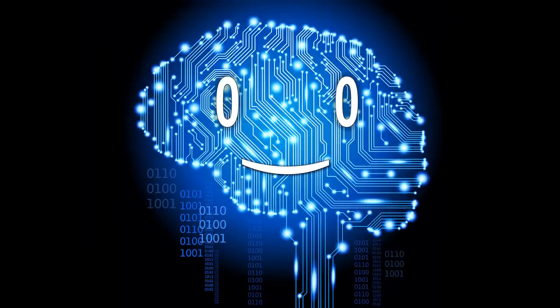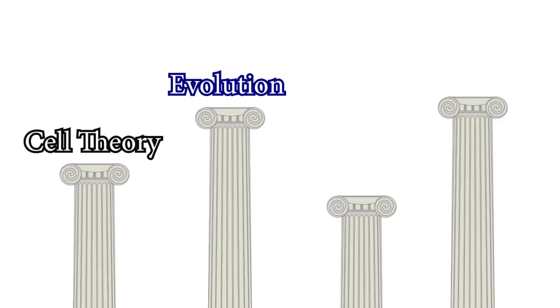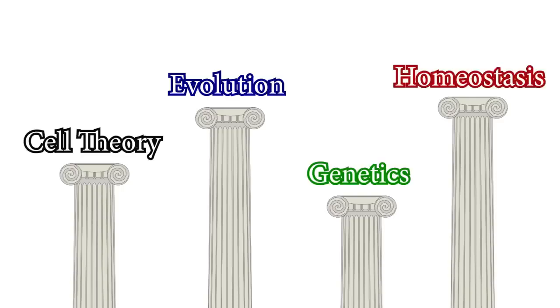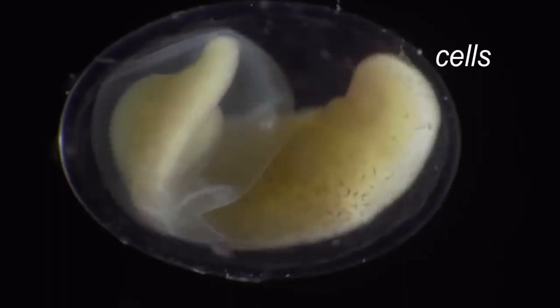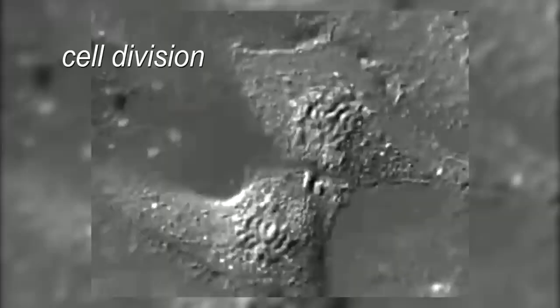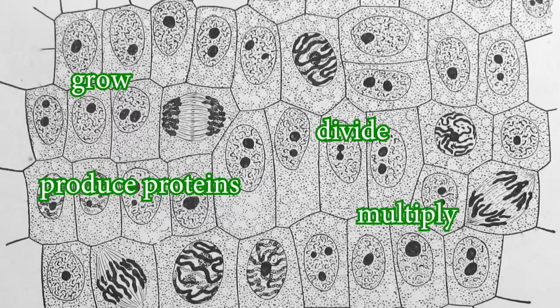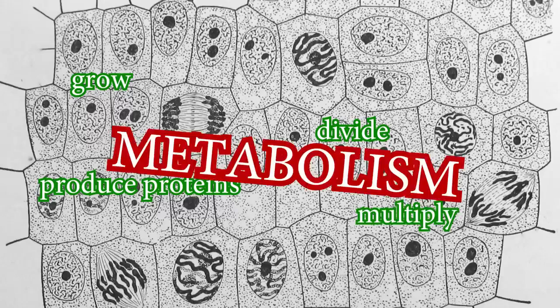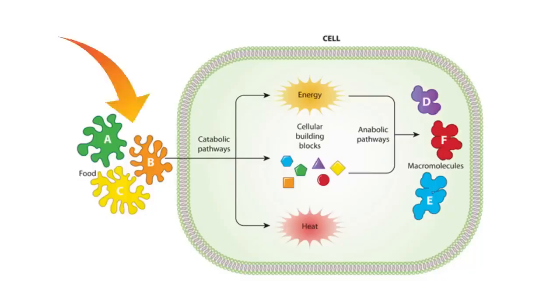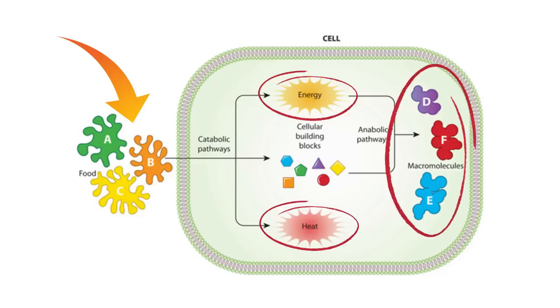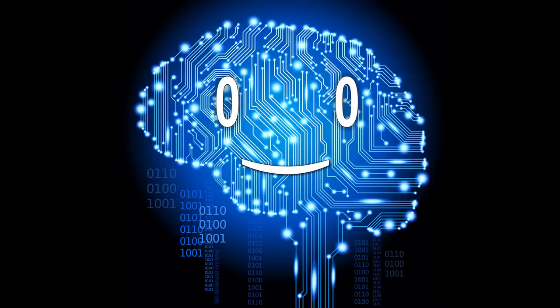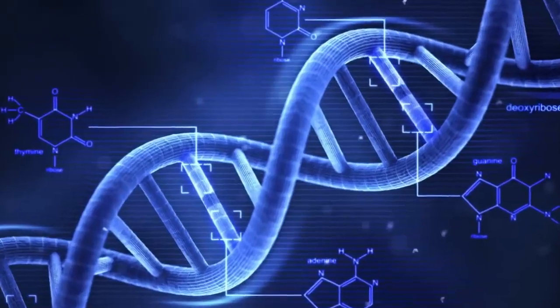The foundation of biology stands on four big pillars: cell theory, evolution, genetics and homeostasis. The cell theory implies that all living things are composed of cells, and that all cells arise through cell division. These little building blocks are able to grow, produce proteins, divide, multiply and other cool stuff thanks to metabolism, the process of converting food into energy and building materials. One of the cell's main functions is to store data of the organism they are part of.